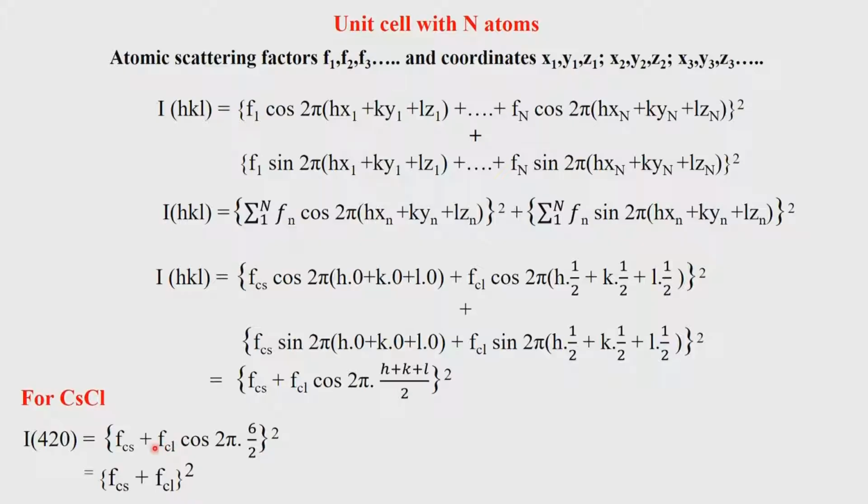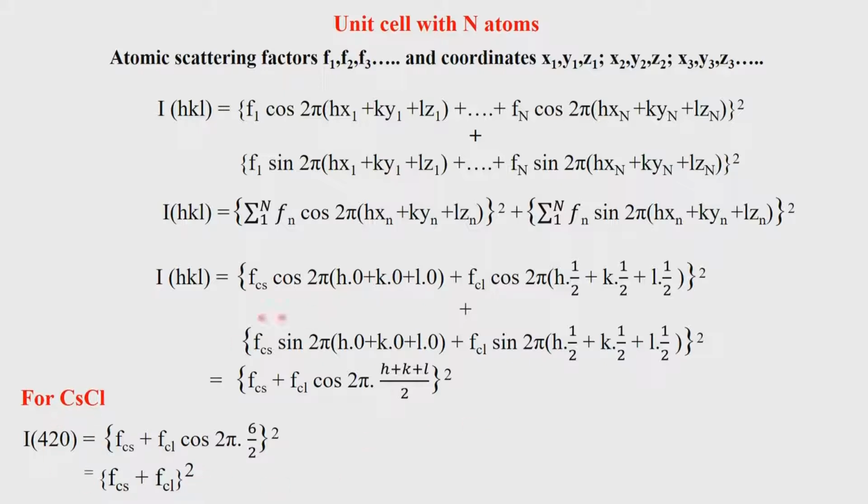Similarly for f of Cl. So, once we have those values fitted in, then the cosine value of 2 pi times (h plus k plus l), here is 6. So, 6 divided by 2 happens to be 3 times. So, it so happens that it turns out to be a factor of cosine of 2 pi. So, the sign becomes plus. So, you will have (f of Cs plus f of Cl) squared.